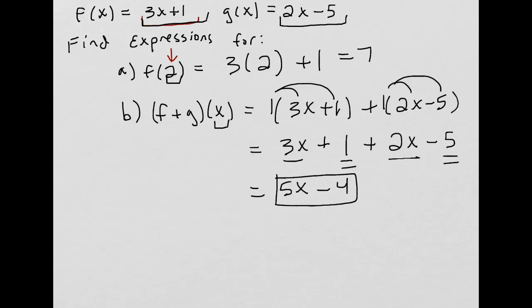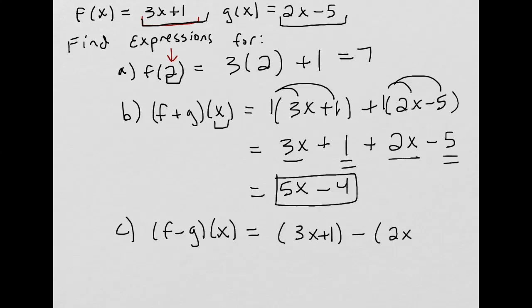Okay, let's take a look at part C. Part C, we're supposed to subtract the two functions. So here I'm going to do f minus g. And again, I want to leave x as just x. So I'm just going to write it as f minus g of x. So this time I'm taking the f function, which is my 3x plus 1. And I want to subtract my whole g function.